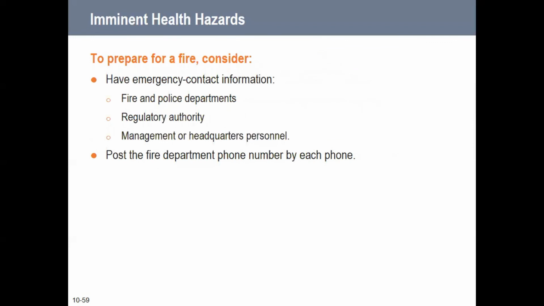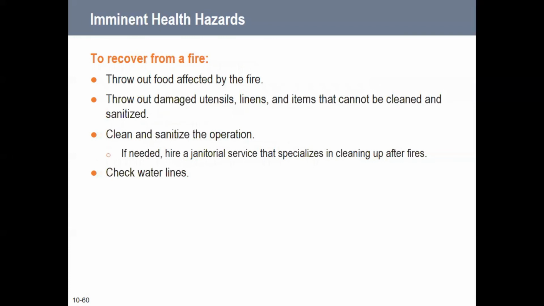If we have a fire, we need to make sure we have our emergency contact information there at the phone: fire and police department. Of course, we need to also have the health department information there, and then management or crisis team personnel information. And the fire department number should be by each phone. Of course, 911 is another option as well.